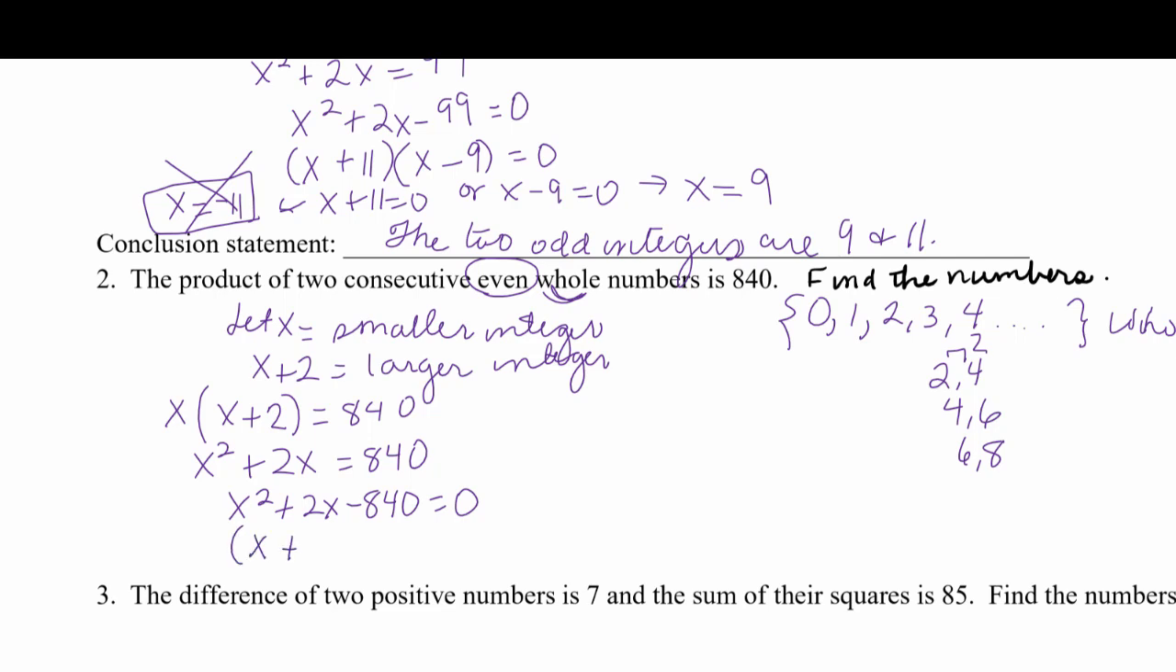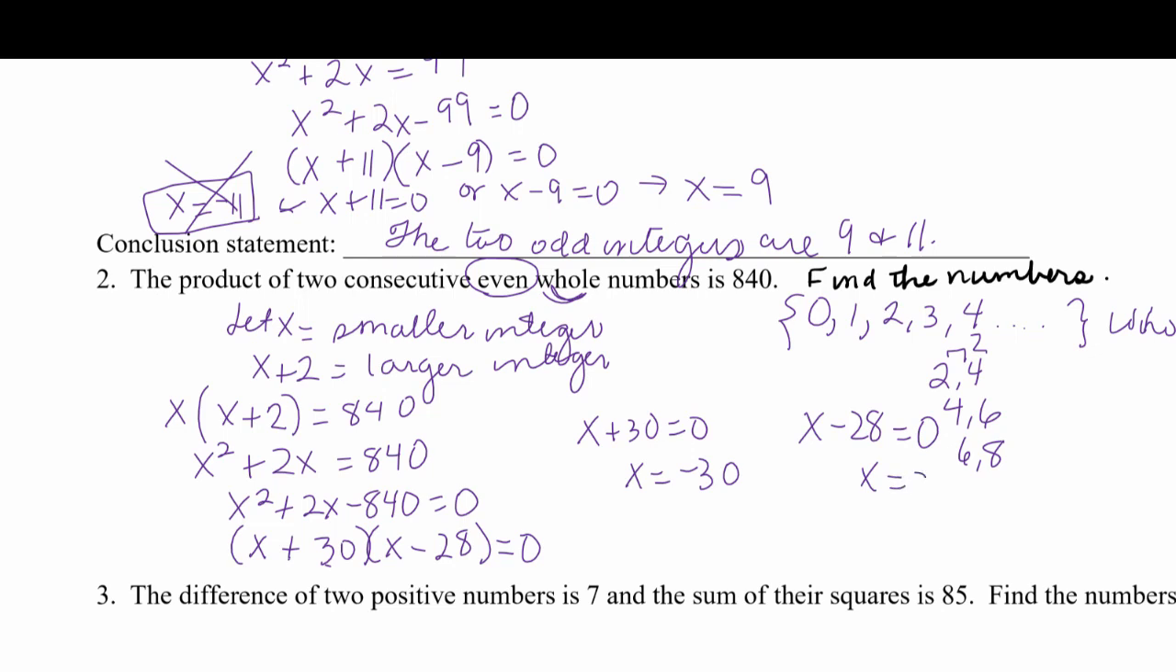And that's x plus 30, x minus 28 equals 0. And again, we're going to set these to 0. So x plus 30 equals 0. This one's going to give us x equals negative 30, which is not a whole number because the whole numbers are positive, right? Okay. 0 plus the positive numbers. Okay. And then x minus 28 equals 0. That gives us x equals 28.